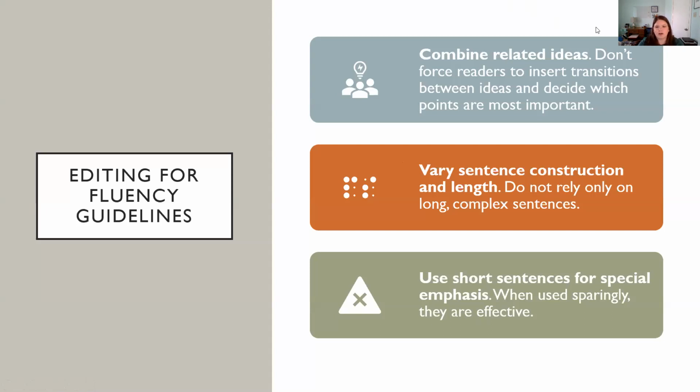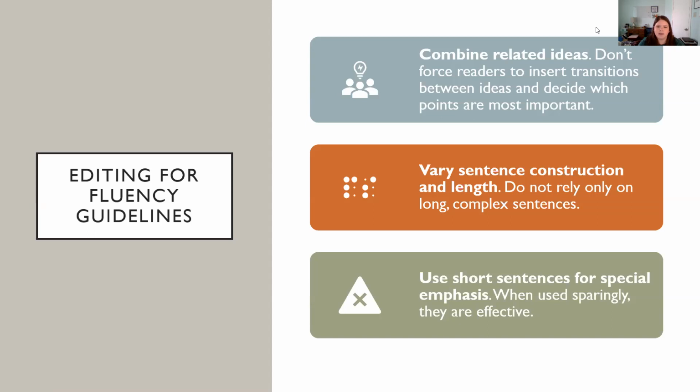The second thing is varying sentence construction and length. We sometimes get wrapped up in very long sentences because we decide all of these ideas are related to one another, so we're just going to keep it going and going and going. The challenge with that is people get to the end of the sentence and then have to go back and read the whole thing again because they got caught up in the middle with all of these words and the length of the sentence, and they lose its meaning.